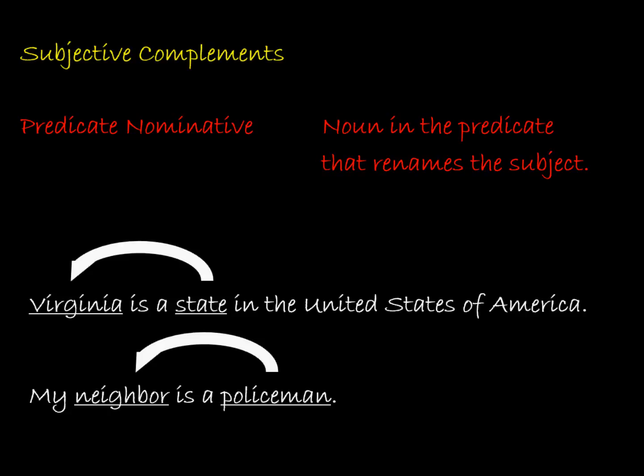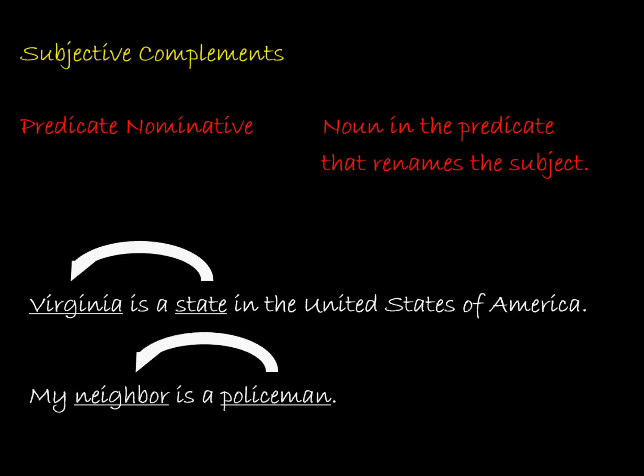So here's a clue to help you determine if you're looking at a predicate nominative. It doesn't work in all situations, but in most of them it does. Let's look at the first sentence. Virginia is a state in the United States. Because the subject, Virginia, and the predicate nominative, state, they're both talking about the same person or thing. You can usually flip them around and the meaning of the sentence remains the same. So if I were to flip those and say a state in the United States of America is Virginia, that still makes sense.